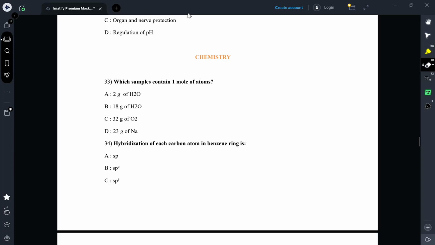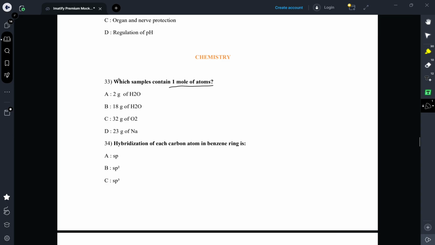Students, so today we'll be solving chemistry MCQs from this mock. I'll be solving them and then I will be explaining the correct answer and why the other options are wrong. So for the first one, we have: which sample contains 1 mole of atoms.